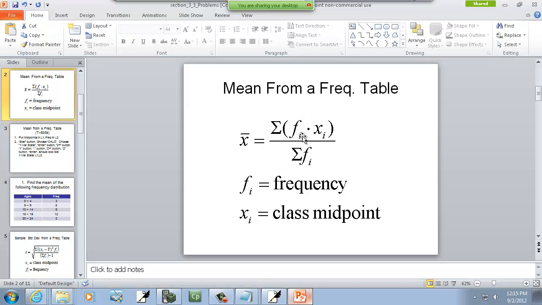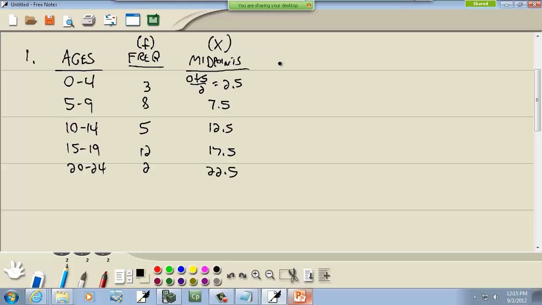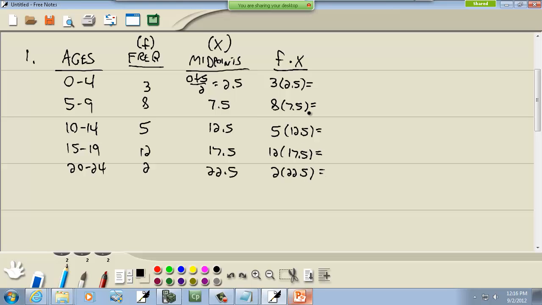Now this says f times x, which implies I'm going to need to have a column where I multiply f times x. So I've got 3 times 2.5, 8 times 7.5, 5 times 12.5, 12 times 17.5, and 2 times 22.5. Okay, I'm going to use my calculator pretty heavy here because I don't want a math error in these videos.